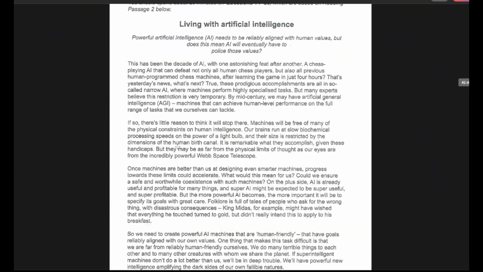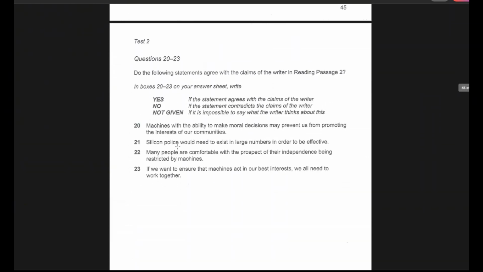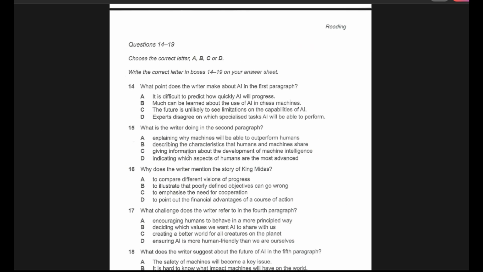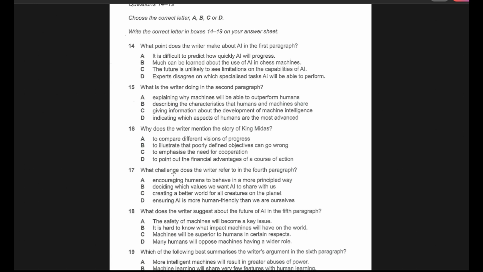And in section 2, first we'll solve true, false, not given type of questions. And we'll solve MCQs only if we are there to target band 8. If we are not there to target band 8, we can simply ignore them. There is no need to touch them.